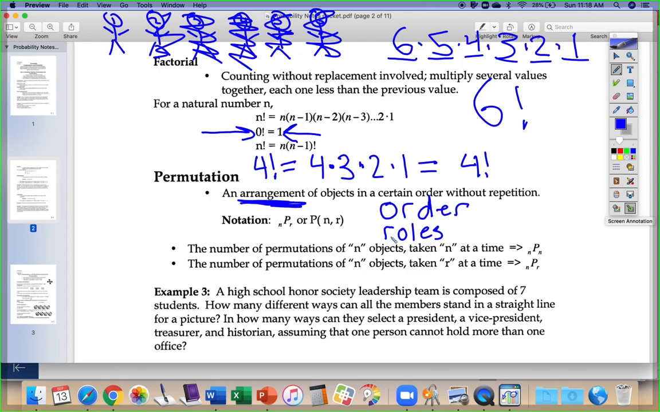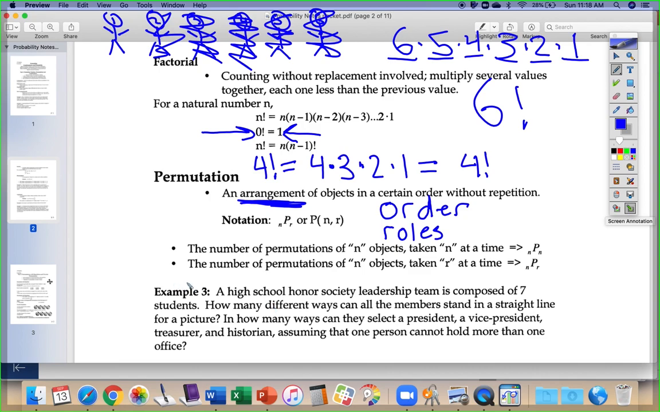Now, a factorial is a permutation, except you're just picking one at a time in a factorial. So groups of 1. That's why I picked 1 student at a time. So I had 6 students to choose from. I picked one of them. I had 5 students left. I picked one of them. A permutation expands this and makes it so you're able to pick more than one at a time and put them in arrangements, orders, roles.